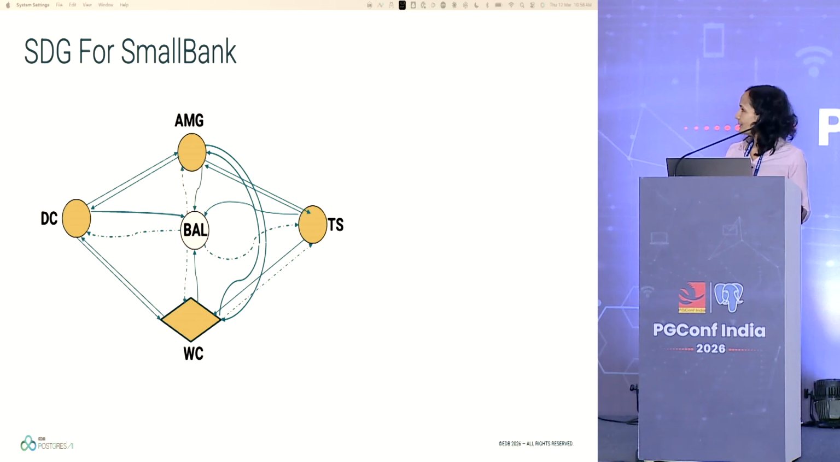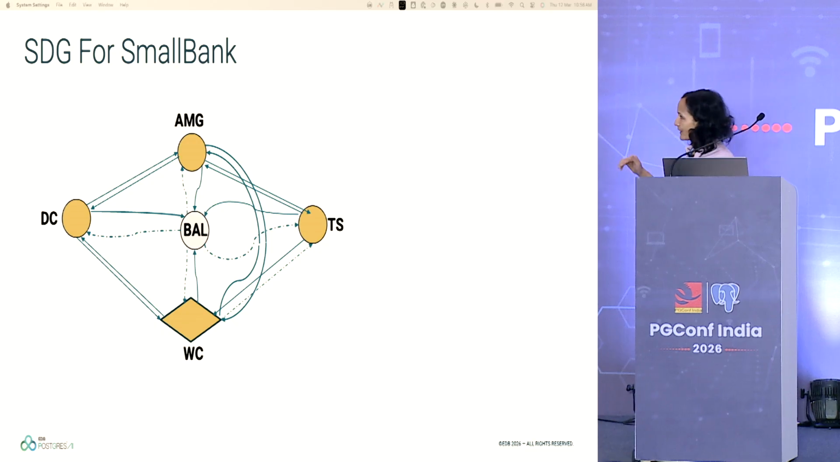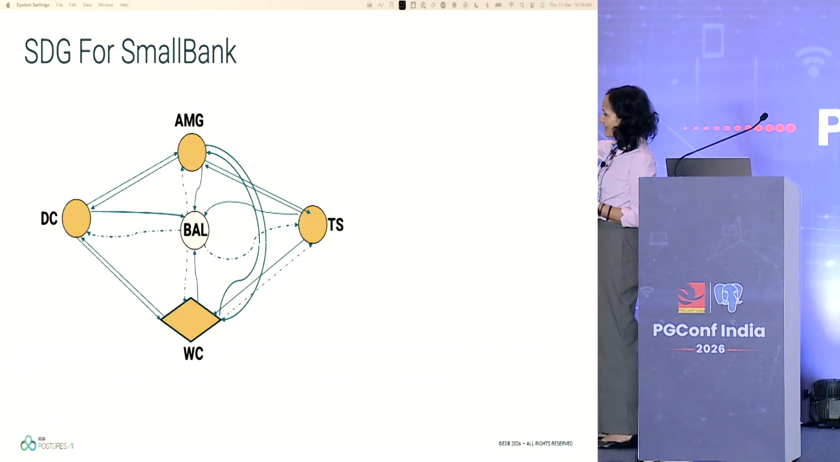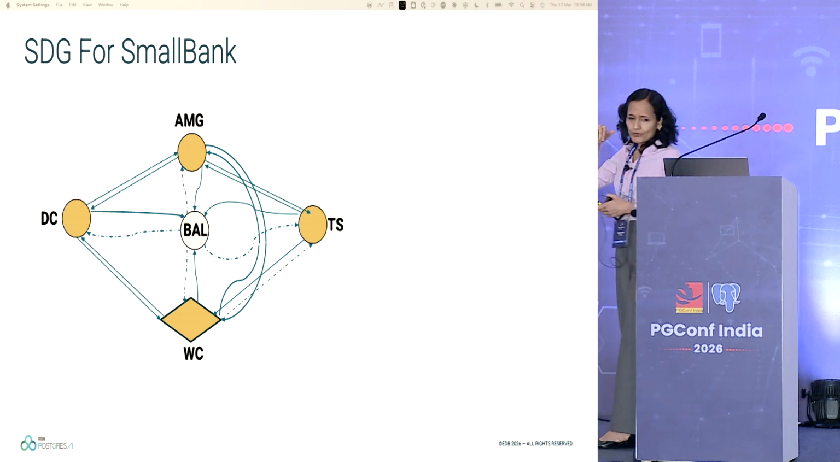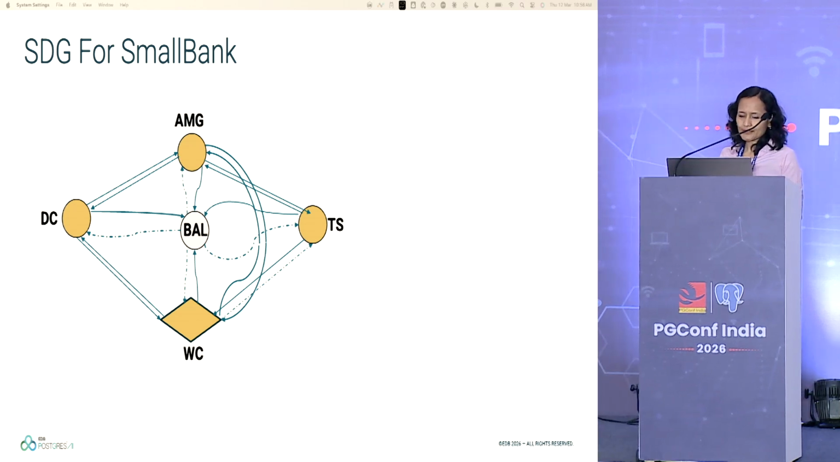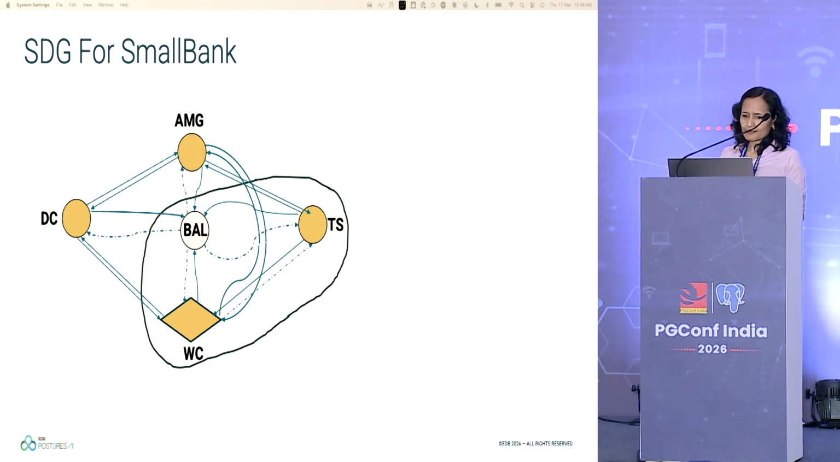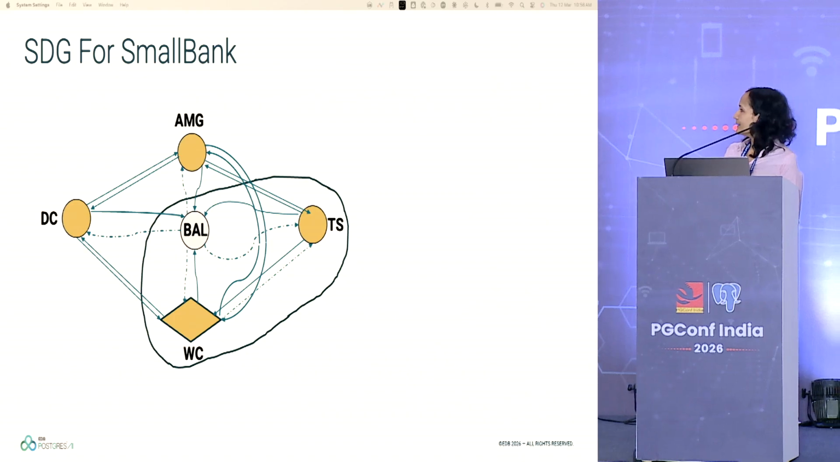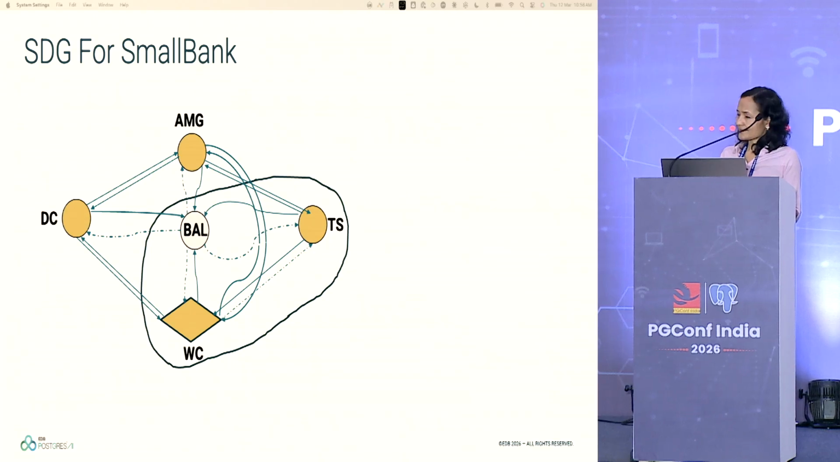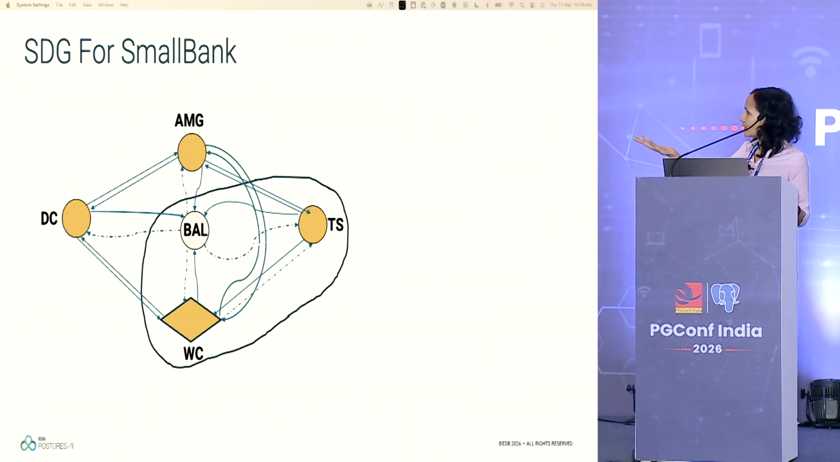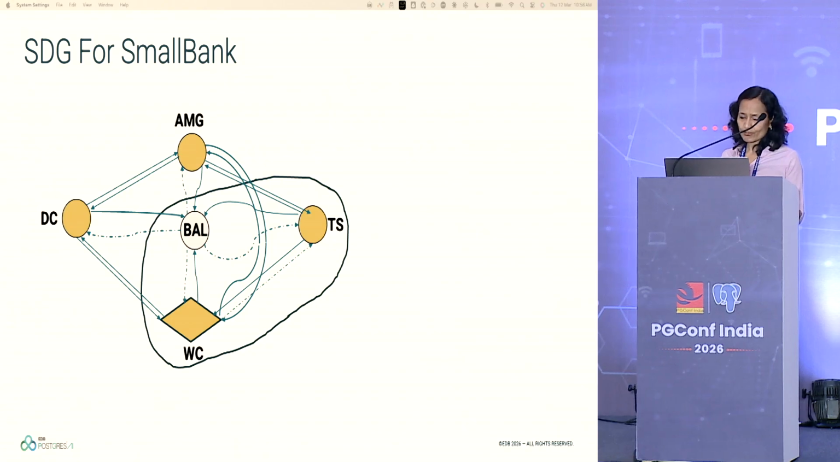By the way, you can never have a cycle with solid edges, because the transactions are committing one after the other. It's just a way of denoting. But if you see here, the only cycle is between balance, WC and TS. And it is very ironical that it's the presence of a read-only transaction which makes this workload non-serializable. If you were to take out the balance, this workload is serializable even with snapshot isolation.